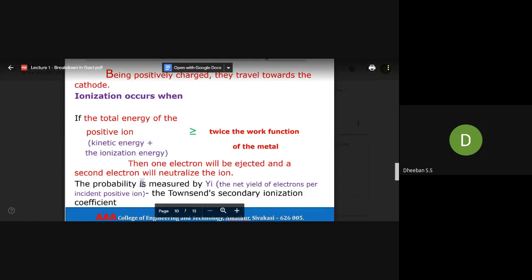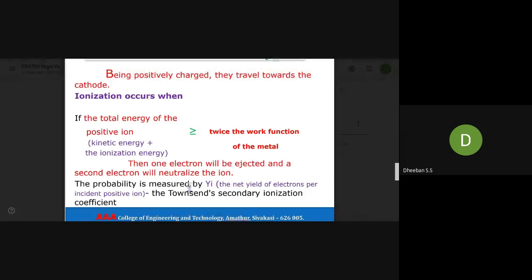The probability is measured in terms of the Townsend secondary ionization coefficient. Regarding this, I will be dealing with it in the upcoming classes because it is the derivation part. While taking up the derivation part, I will be explaining this.